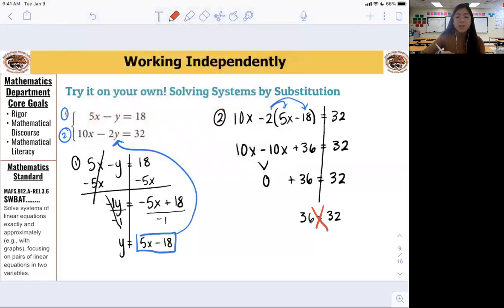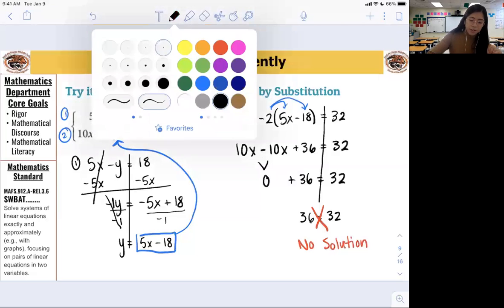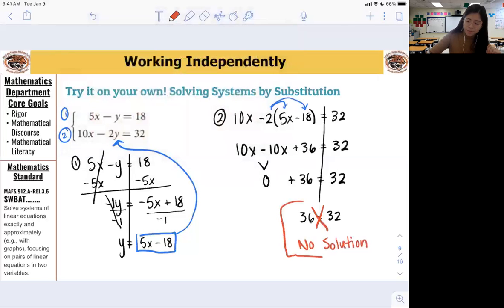So here is why this was a trick question. If you think back to what we talked about yesterday, you can have one solution, but what else can you have? No solutions. You can have no solution as well as infinite solutions. Now, in this case, since 36 does not equal 32, this is no solution. That's our answer, actually. There's nothing else I can do.